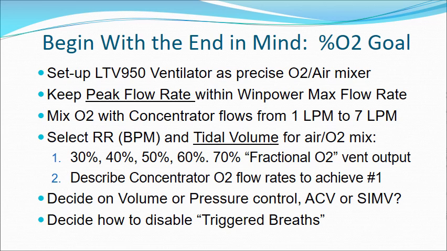You will be selecting the respiration rate in breaths per minute and the tidal volume for the air-oxygen mix. You will be computing what is necessary for 30%, 40%, 50%, 60%, 70% fractional O2 ventilator output, and what concentrator flow rates are needed to achieve this. You're going to decide on whether to use volume or pressure control, assist control, or SIMV control. And you also need to know how to disable triggered breaths. So just keep these things in mind as we go through the presentation.